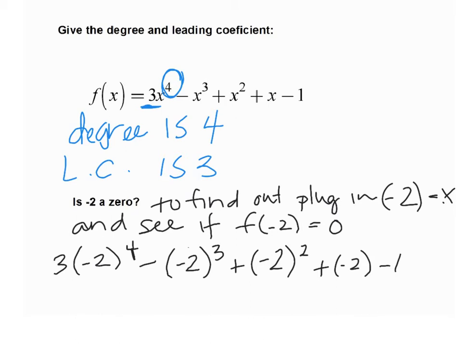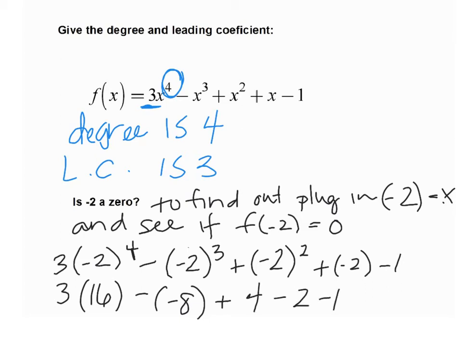So -2 times -2 is +4, and 4 times 4 is 16. So this should be 3 times 16 minus -2 to the 3rd, which is -8. Okay, this will be +4 minus 2 minus 1. I'm already looking at this and thinking, 3 times 16, I don't know what that is off the top of my head, but I'm going to have +8 plus 4 minus 2 minus 1. When I add all this together, I don't think it's going to be 0. It does not equal 0.